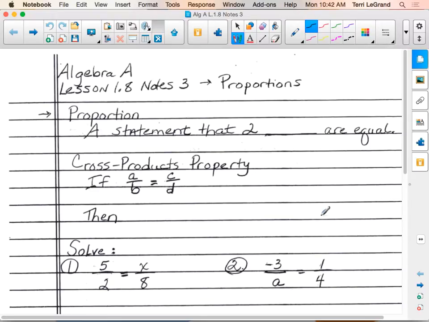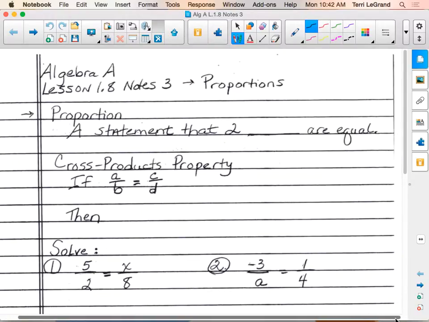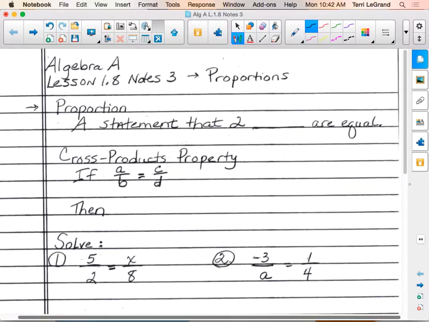Okay. So back to our learning goal, which is I can solve proportions. Well, what is a proportion then, first of all? A proportion is a statement that two ratios are equal. Okay? Two ratios are equal.